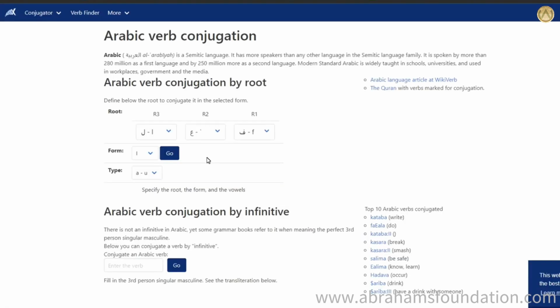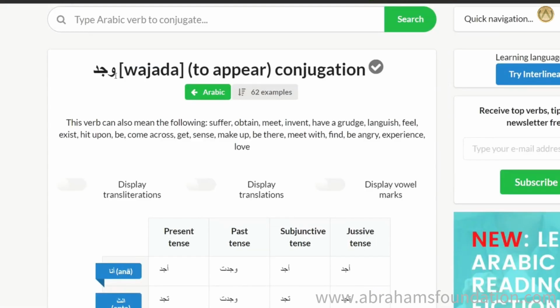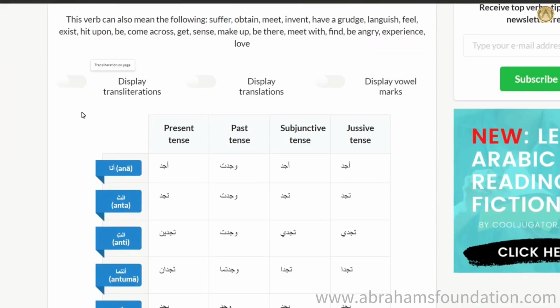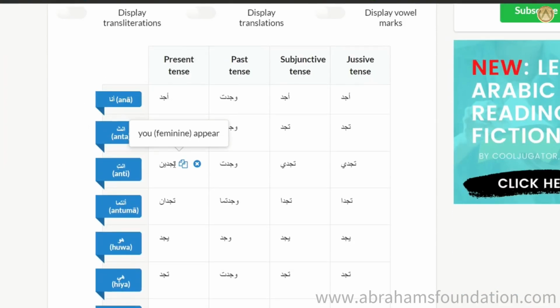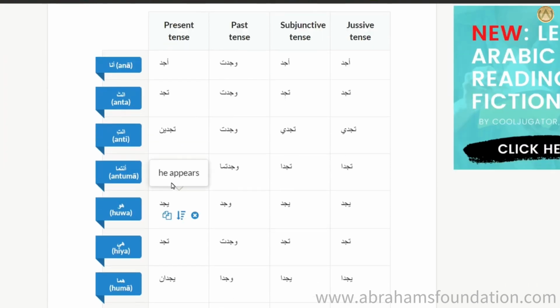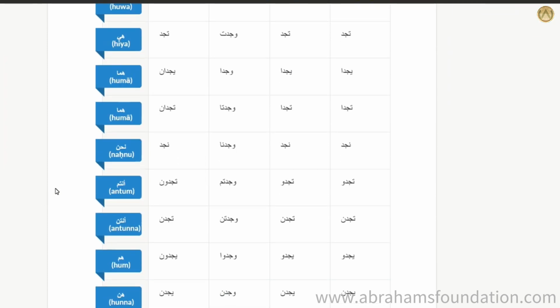Let's do an example of a waw. So we take the first one as a waw. This is the verb wajada, to find. Not to appear, to find. Well, I guess you can appear in another context. So ajid, tajid, tajidin, tajadani, and so on. So you see the waw disappears.